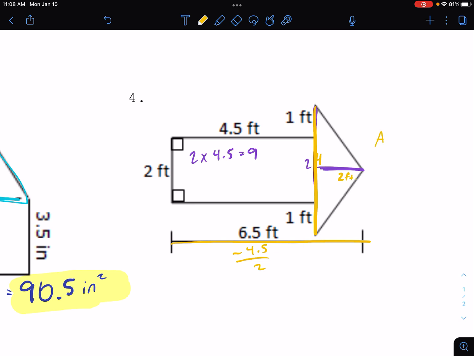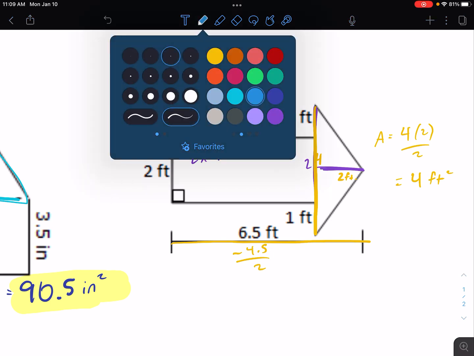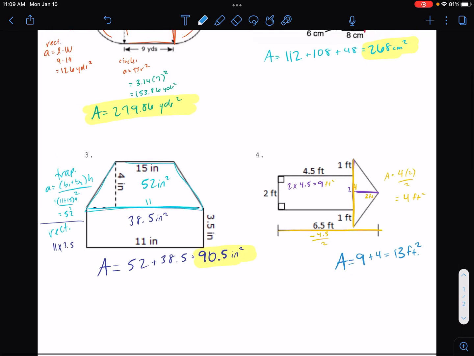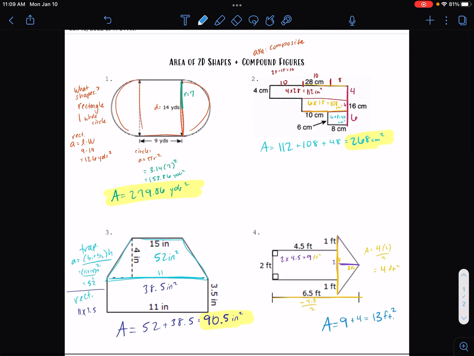Okay, so area of a triangle is base, 4, times the height, 2, divide 2, we get 2 times 4 is 8, divide 2 is 4 feet squared. We have feet squared here. And to find the total, all we do is add 9 plus 4 equals 13 feet squared. And there you have 4 different examples of composite or compound figures.